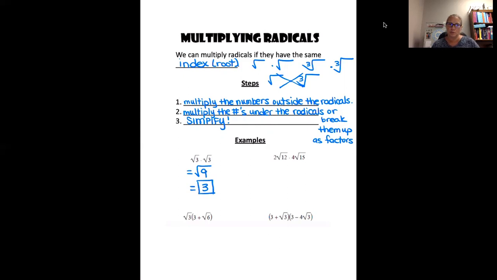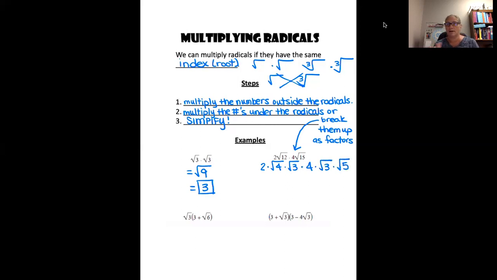I'm going to show you here in the next example, 2 square roots of 12 times 4 square roots of 15, how to do step 2 with the break up the factors. So you might want to draw a little arrow here because we're going to break these up. I'm going to show you how that's much, much simpler than multiplying 12 and 15 and having to break down a large number. So we're going to say 2 times the square root of 4 times the square root of 3 times 4 times the square root of 3 times the square root of 5.